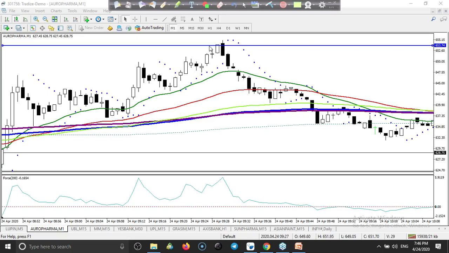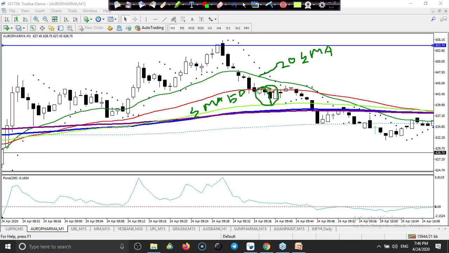Remember this logic. If price breaks this 50 moving average, have you seen it? This one is the 20 moving average, the 20 EMA, and this is the 50 EMA. If price breaks the 50 EMA, then I'm not looking for a buy.